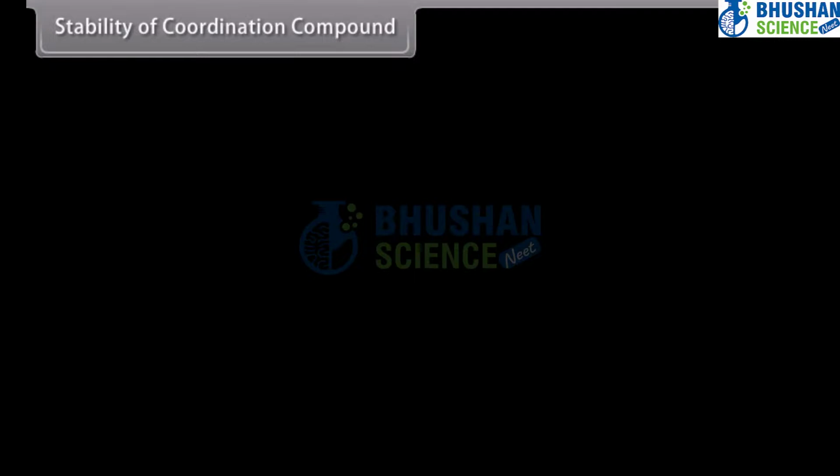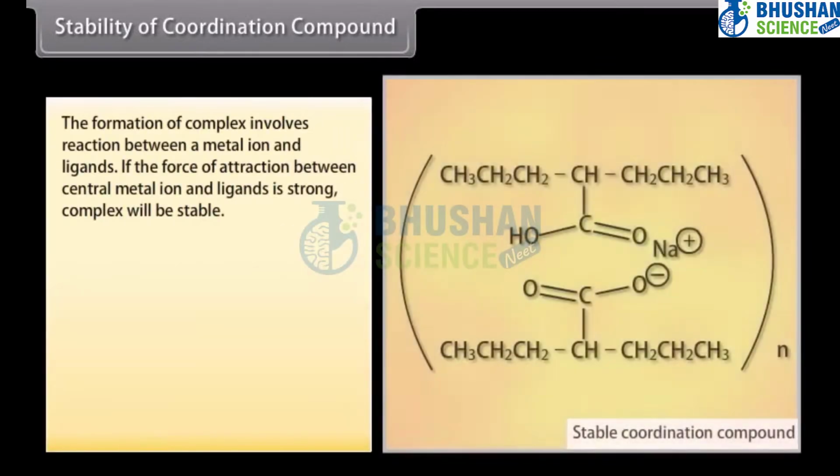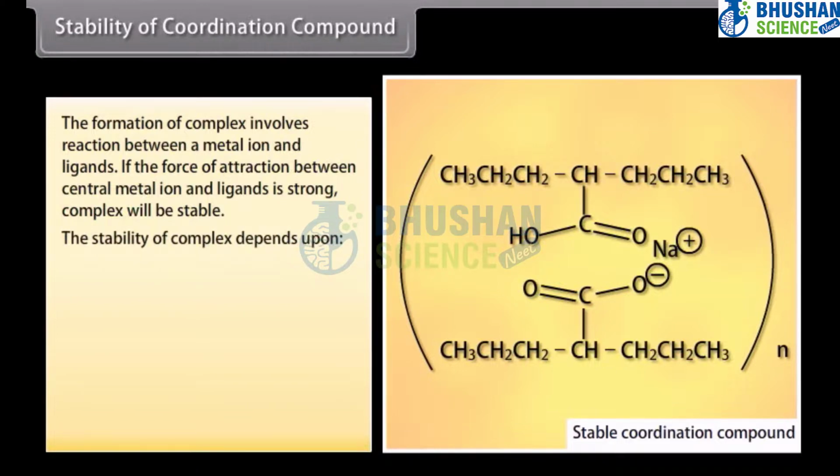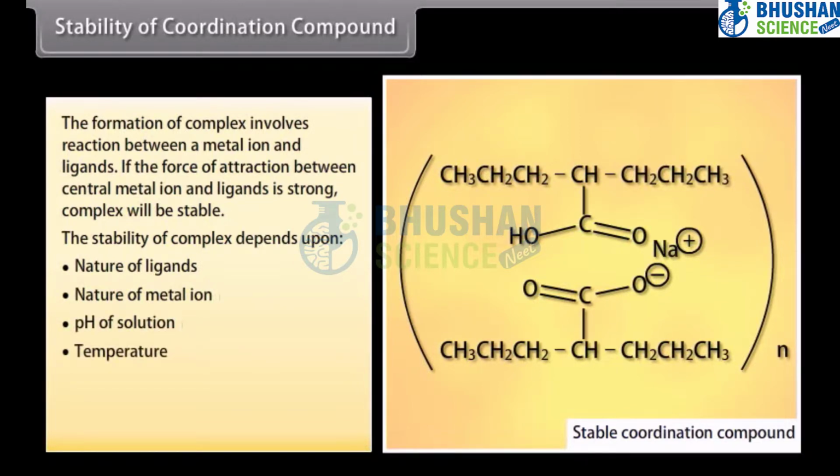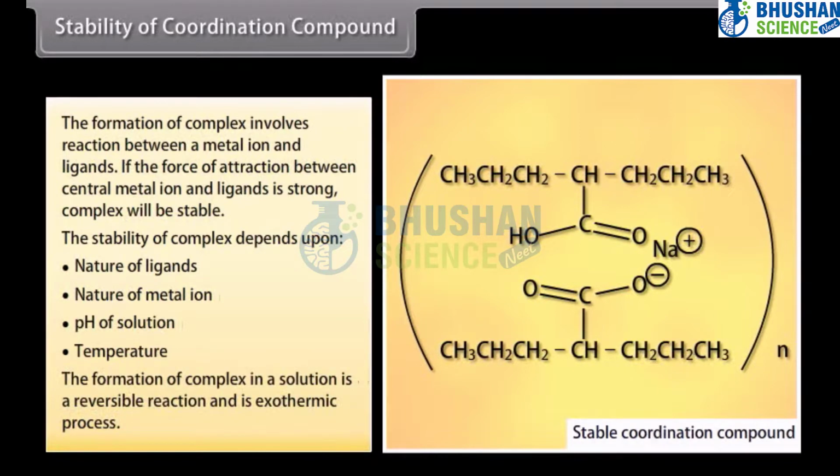Stability of coordination compounds. The formation of a complex involves reaction between a metal ion and ligands. If the force of attraction between the central metal ion and ligands is strong, the complex will be stable. The stability of a complex depends upon the nature of ligands, nature of metal ion, pH of solution and temperature. The formation of a complex in a solution is a reversible reaction and is an exothermic process.